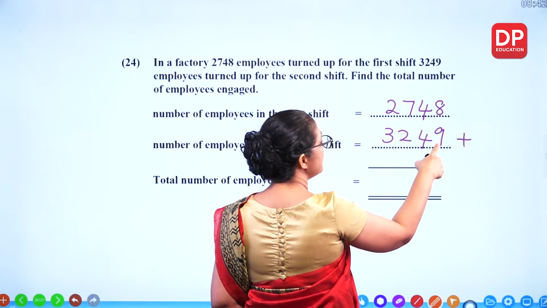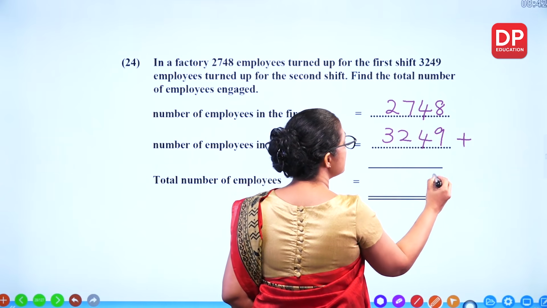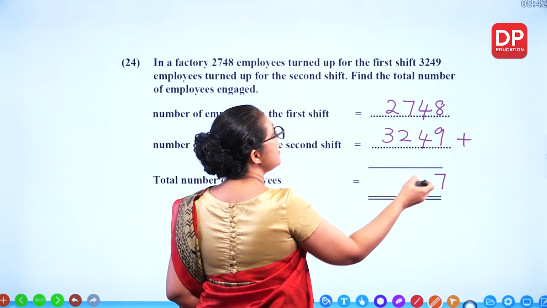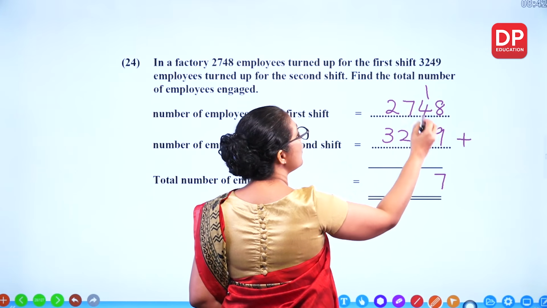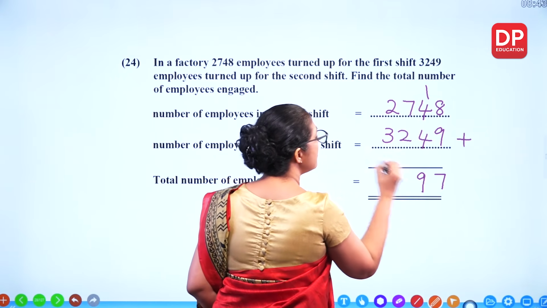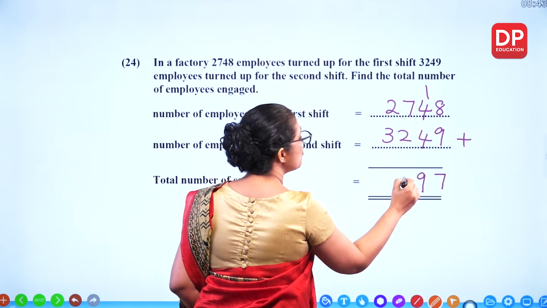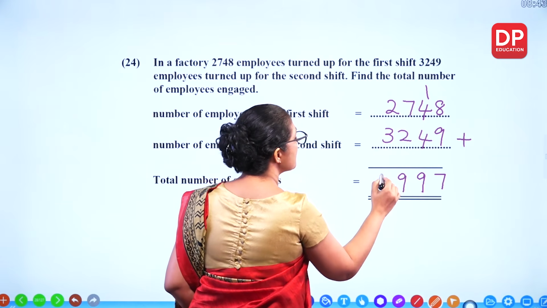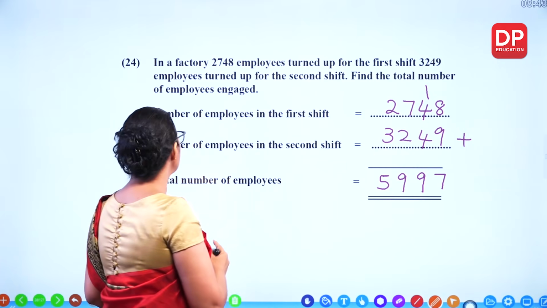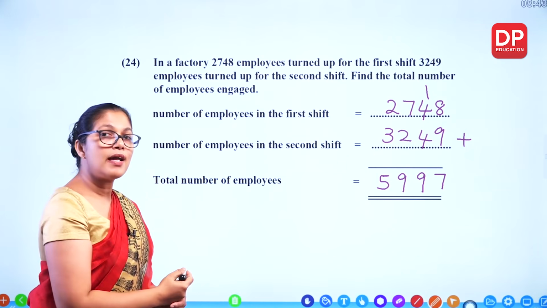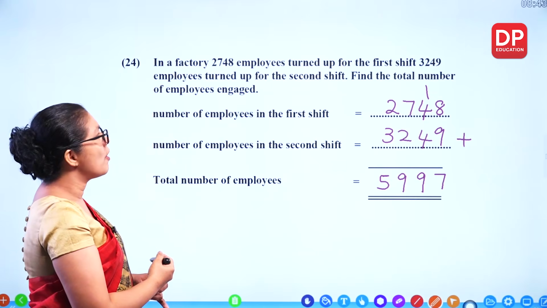8 plus 9, 17. And take 1. 4 plus 4, 8. 8 plus 1, 9. 7 plus 2, 9 there. 2 plus 3, 5. So altogether, 5,997 employees are there.